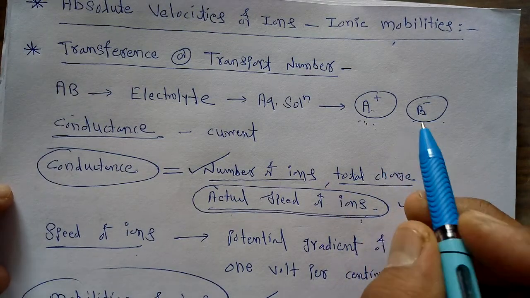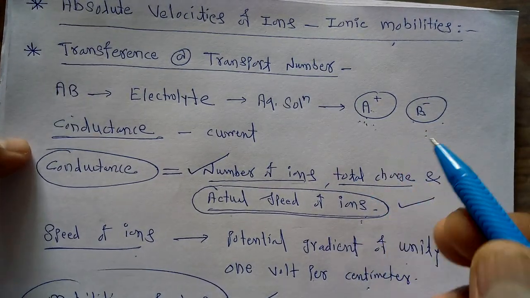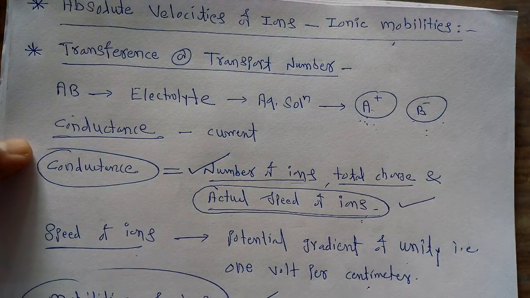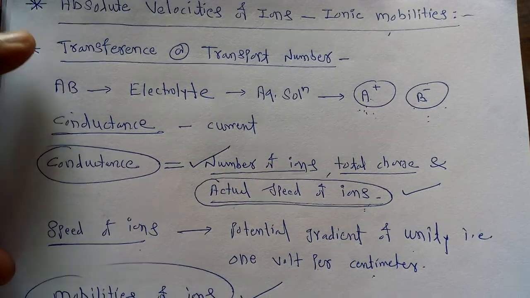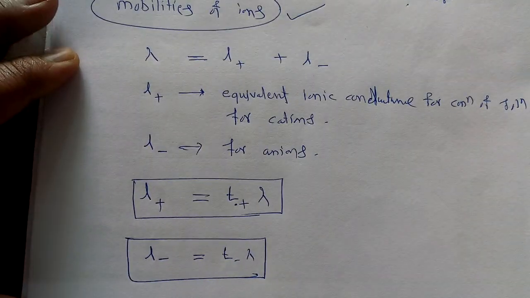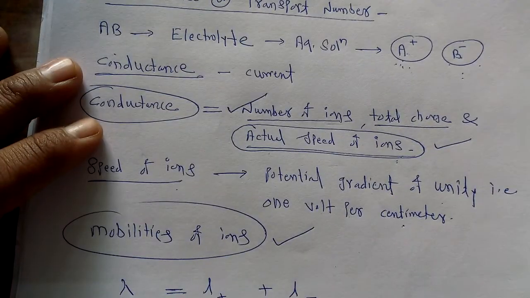So the current that is carried by the particular ions is determined with the help of one concept, and that is called the transport number of the ions. So what is this transport number of ions?